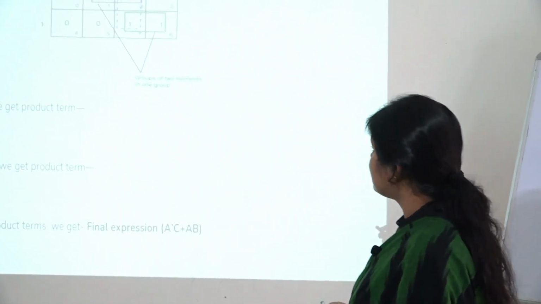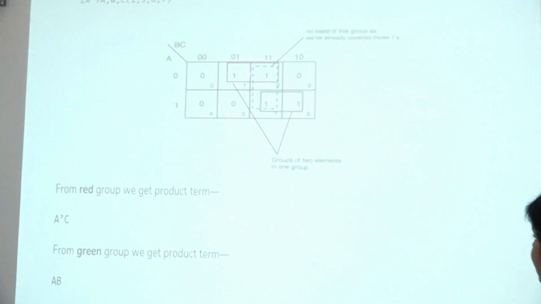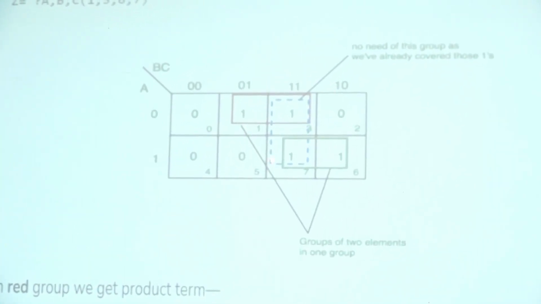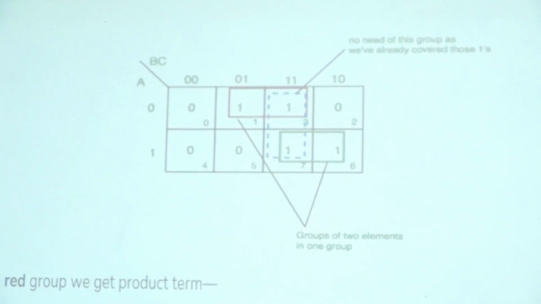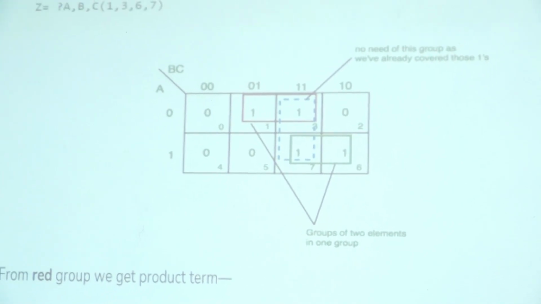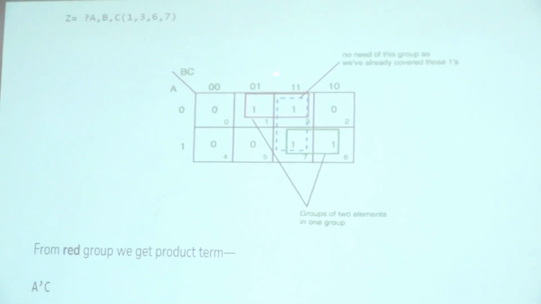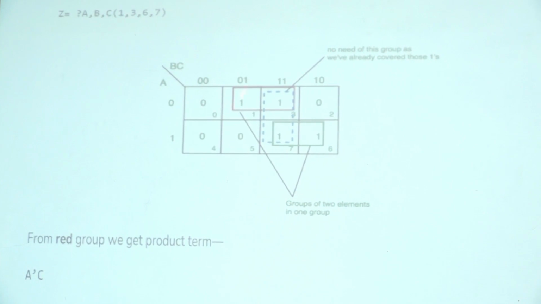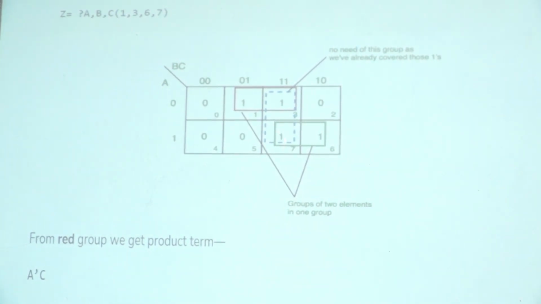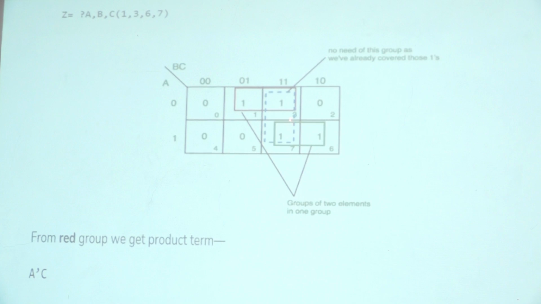So this red grouping is 1 and this green grouping is 1. Now I need not do this blue grouping again. Why? Because in this blue grouping, this one is already covered in the red term, and this one is already covered in the green term. That is, cell 3 is covered in the red grouping, and cell 7 is covered in the green grouping.